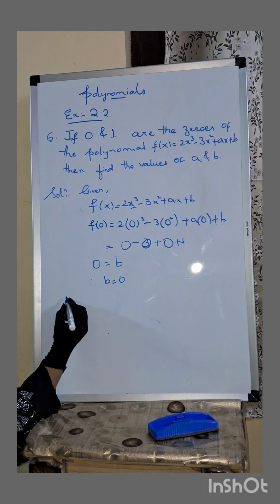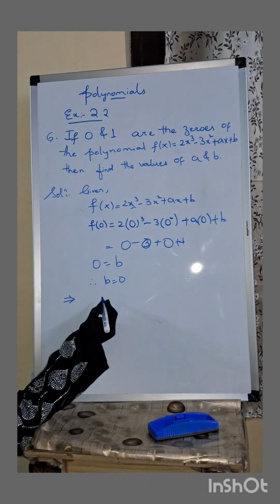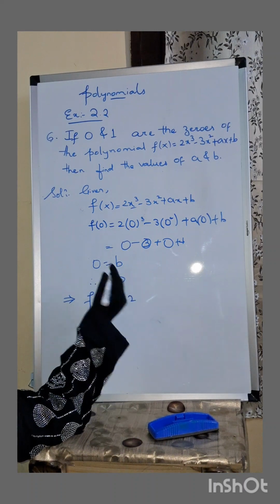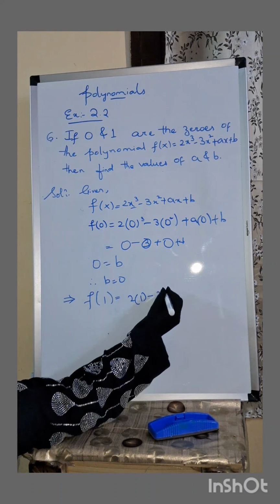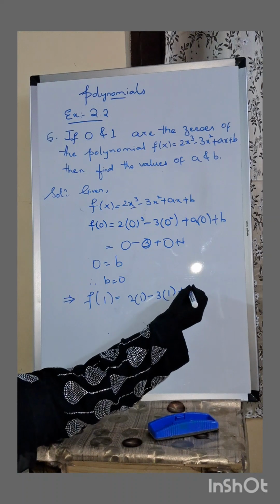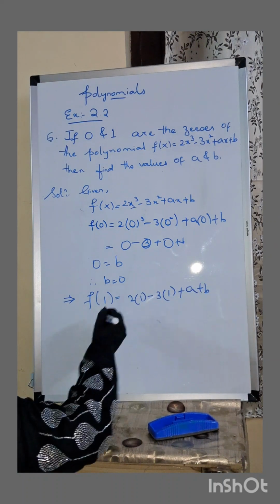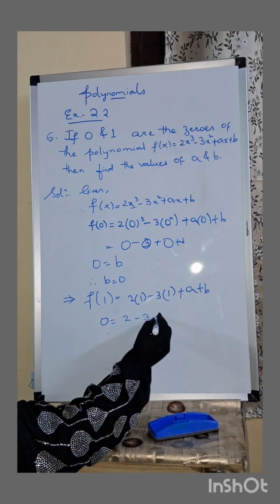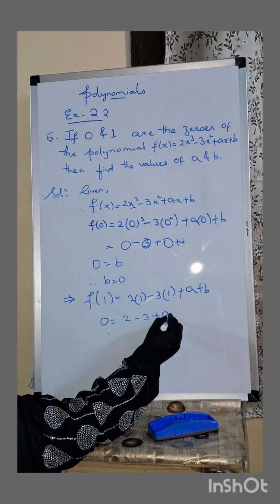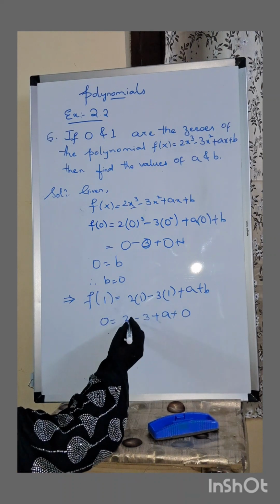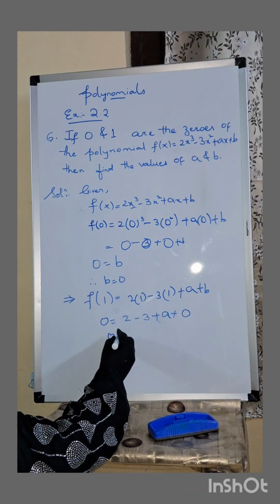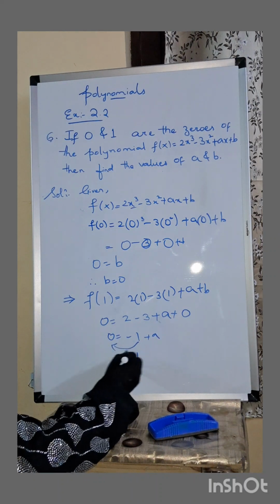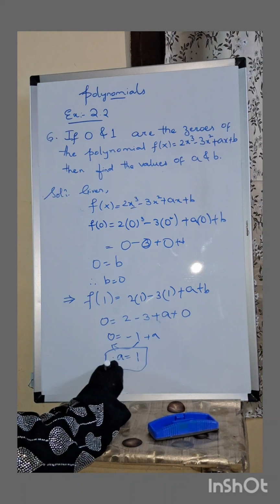Also they said that f of 1 is also a zero of the polynomial, right? So let us see f of 1. In the place of x we are substituting 1. 2, 1 cube is what? 1, right? Minus 3, 1 square is what? 1. Plus a into 1 is a plus b, right? So f of 1 is nothing but 0. So 0 is equal to 2 ones are 2 minus 3 ones are 3 plus a is same, right? And b we got as 0, right? So 2 minus 3 is minus 1. So 0 is equal to minus 1 plus a. So this minus 1 I am sending that side. What's the value of a? A is nothing but 1.